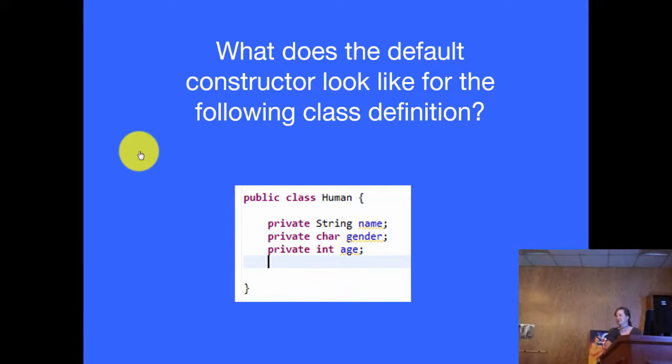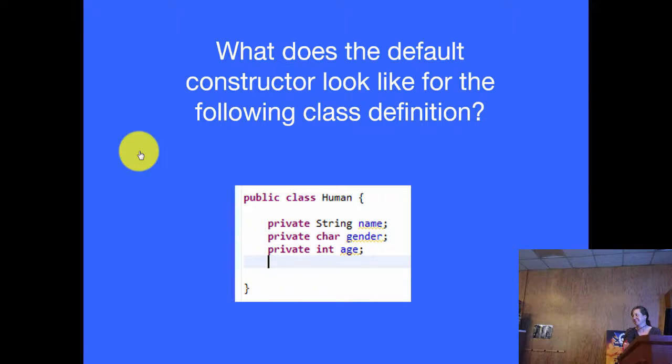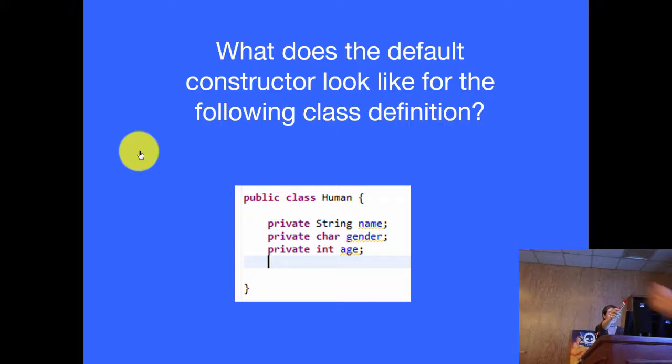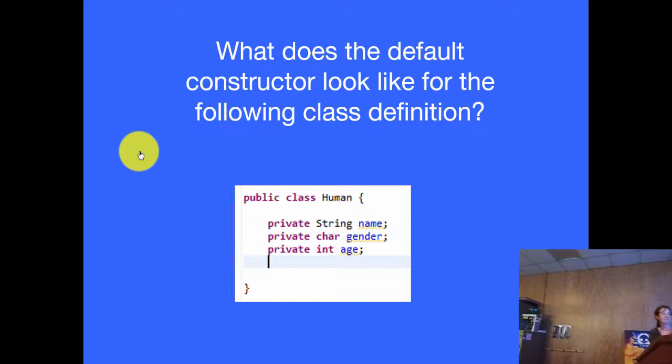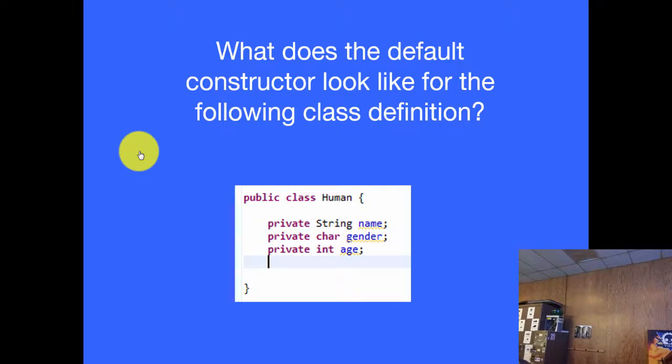Does anyone want to do this one? Come on. Yeah, you get to have the points, of course. Eric's racking them up. He already has like 6. You can do it over there. Default constructors are the easy ones. And it's just, oh, hold on.